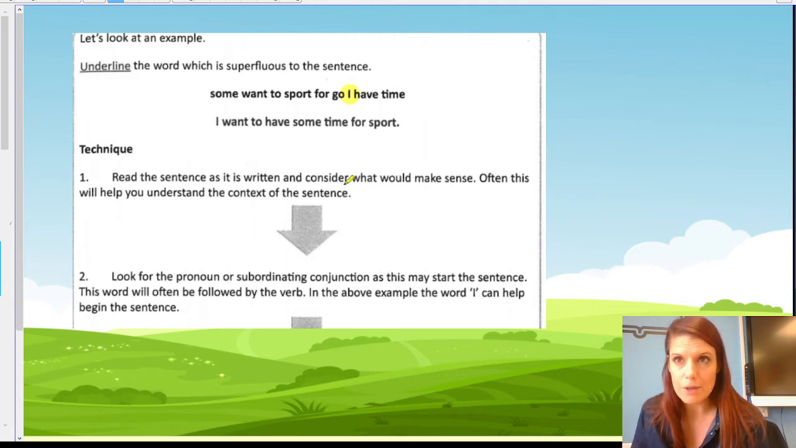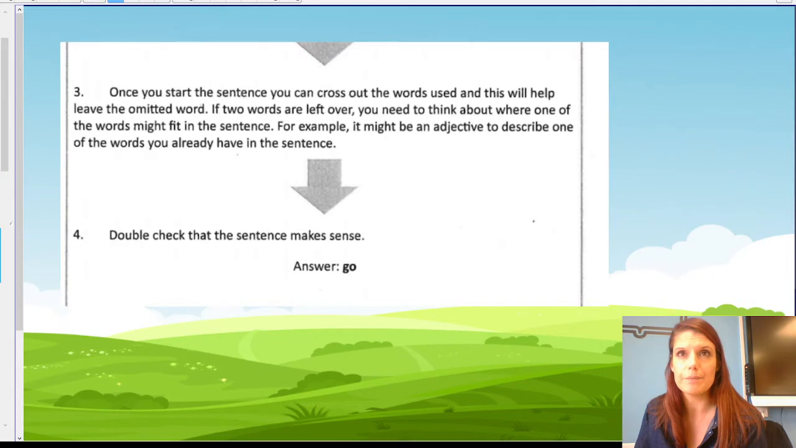to the sentence. So step 1 is to read the sentence as it is written and consider what would make sense, which might often help you understand the context, what the sentence is about. Then, as we've already said, you look for the pronoun, or maybe it's a subordinating conjunction as per the previous slide, which might start the sentence. And this word will often be followed by the verb. So I want, in this case. Then once you start the sentence, it's a good idea to cross out the words that you're using, which will help leave the omitted word.